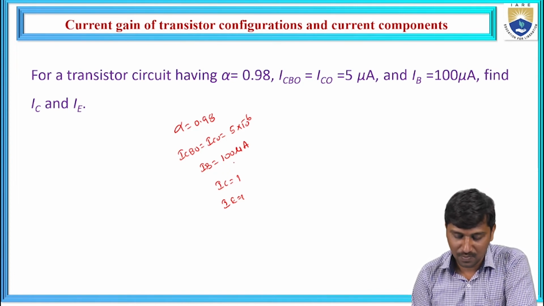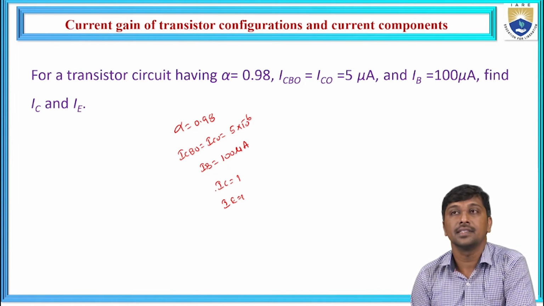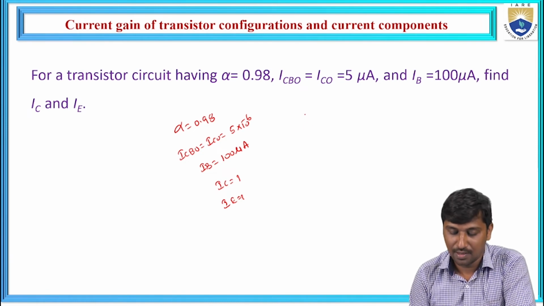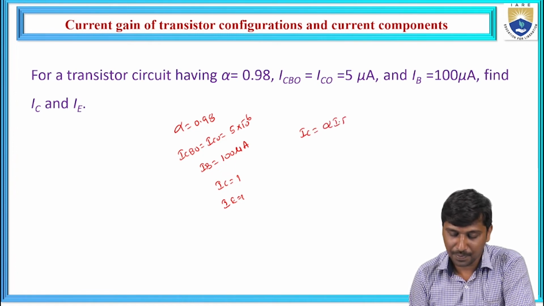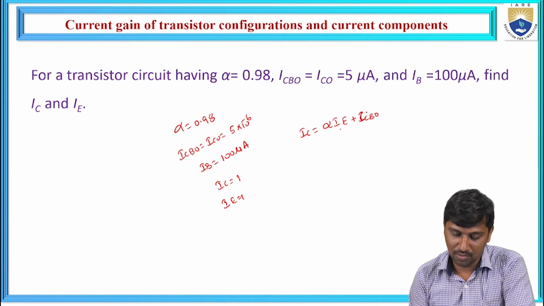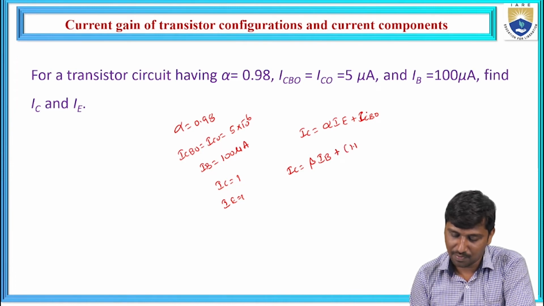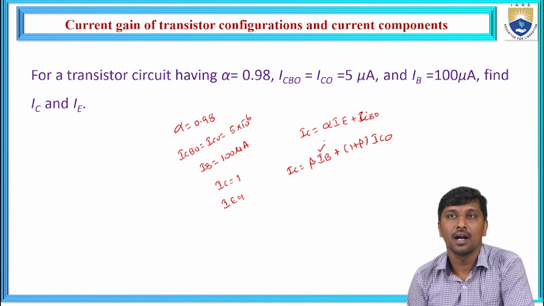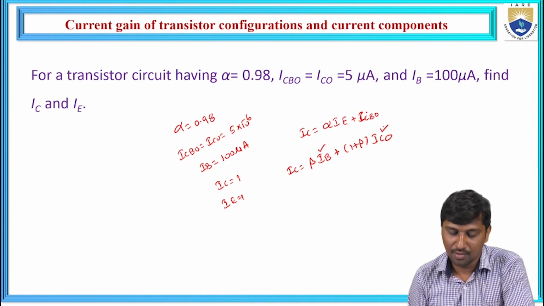So for this case, based on the given specifications, we have one relation in a common base configuration: IC is represented as alpha times IE plus ICBO. But here there is no IE value, so we have to use another relation: IC is equal to beta times IB plus (1 plus beta) times IC0. So here the IB value is 100 microamperes, and IC0 is 5 microamperes.